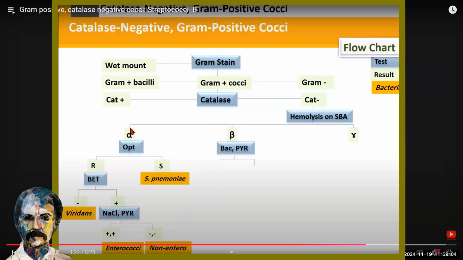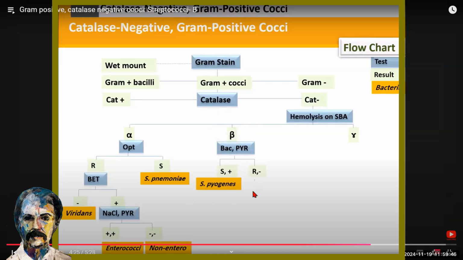If it's not alpha, and what you saw on the sheep blood agar plate was complete hemolysis, then this is beta. Beta, then you have to do either of these tests, one of them, or you can use both if you like. This one is quicker, the Pyr, but people are using bacitracin. I prefer Pyr. If bacitracin is sensitive, Pyr is positive. Also, as I told you, we have a Pyr lab. So if it's bacitracin sensitive or Pyr positive, then this is going to be S. pyogenes.